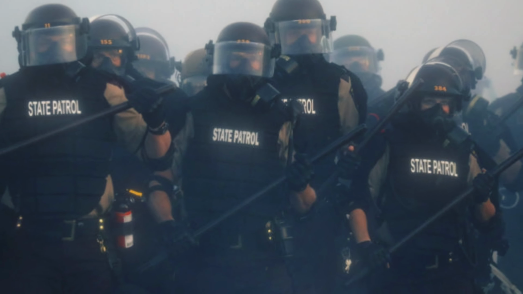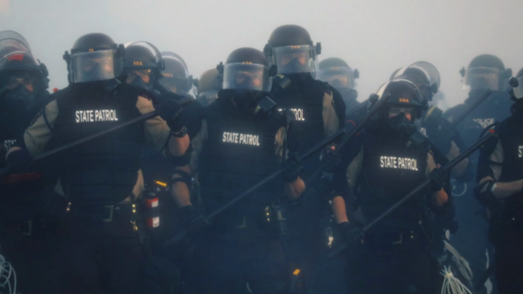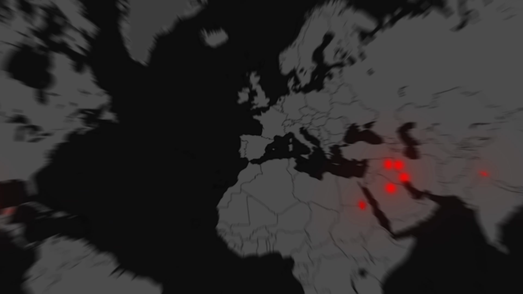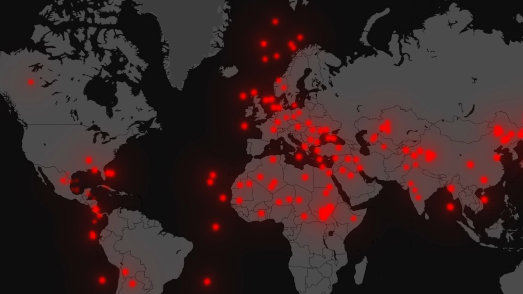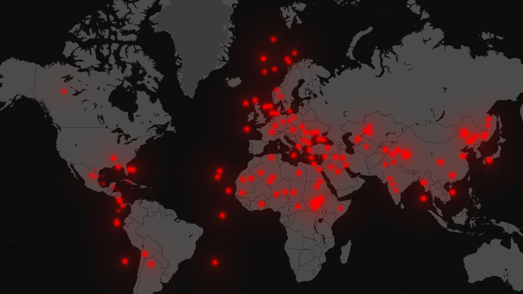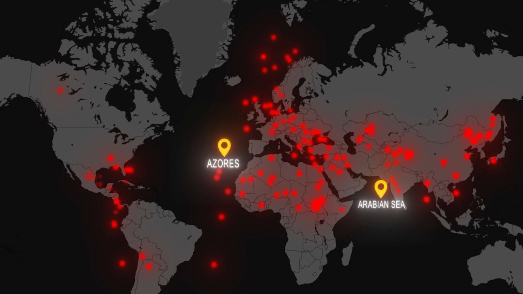A good way to look at it is seeing the US military as the police force of the world. Just look at this map. These are the US military bases around the globe. As you can see, they're in every continent and every ocean. From the Azores in the Atlantic Ocean to the Arabian Sea.